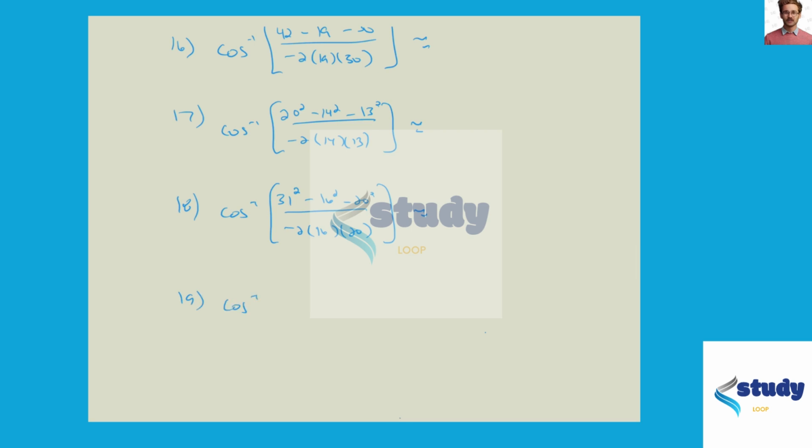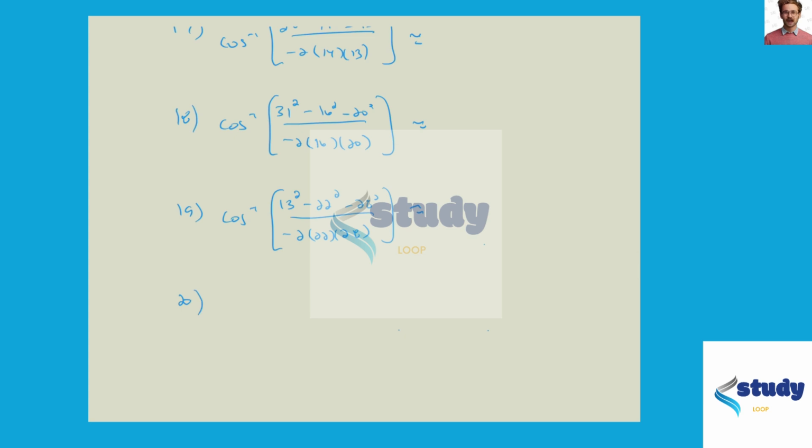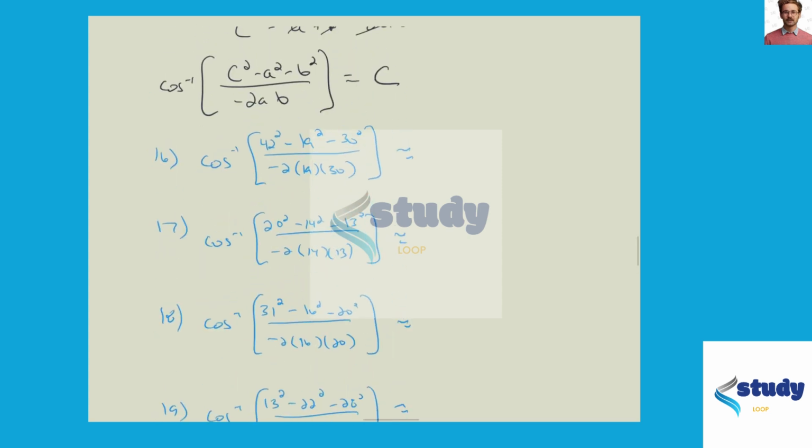Number 19 would be the inverse cosine. If you want to find angle A, then you start with side A, 13 squared minus 22 squared minus 28 squared over negative 2 times 22 times 28. And number 20, you want to find angle C, so start with side C, 160, and then subtract the other two sides, 108 and 32, 132. And then just make sure your calculator is in degree mode.